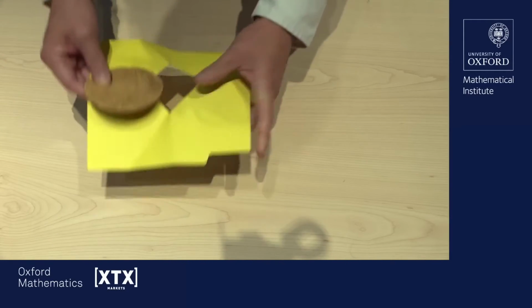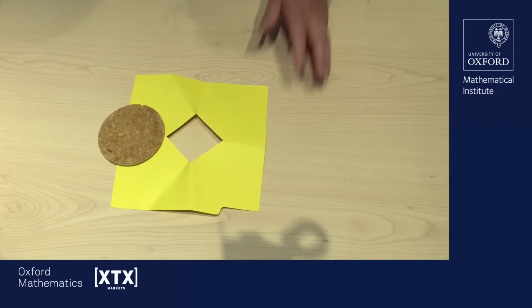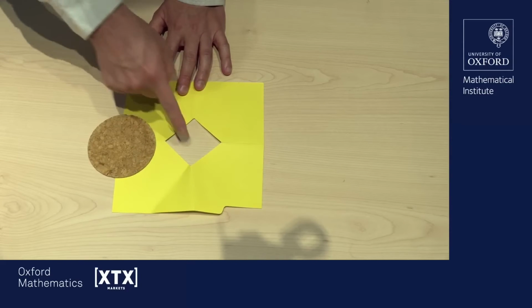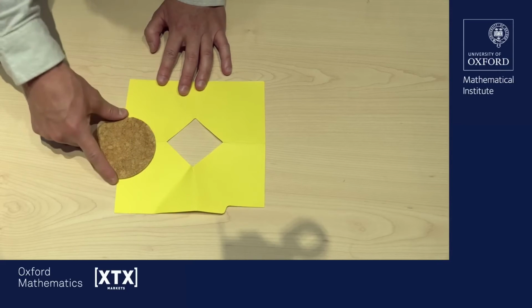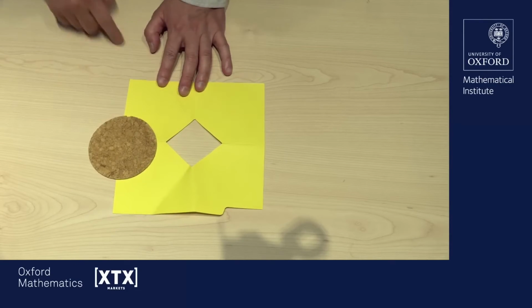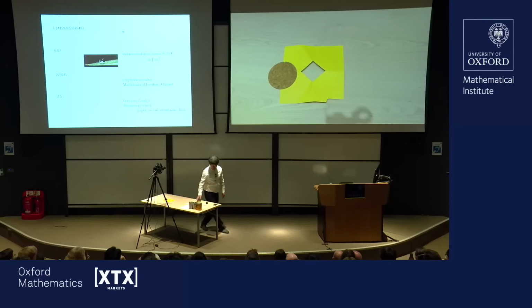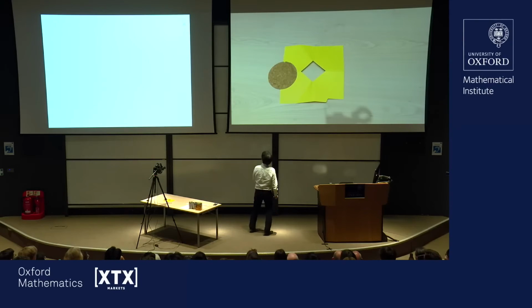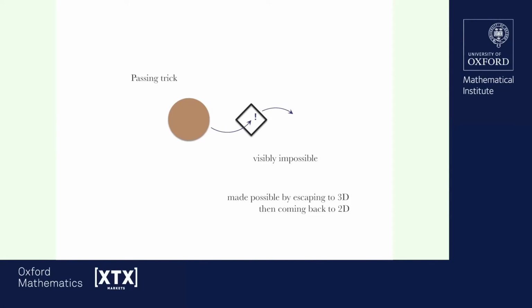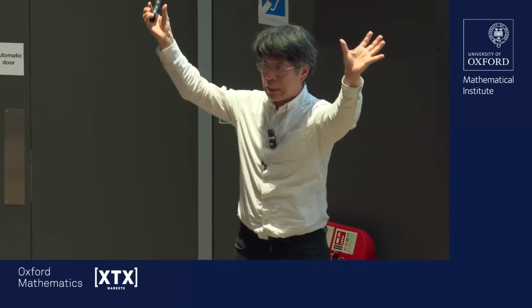Although the square seems to be smaller than the diameter, the secret was to make a hole whose diagonal is shorter than the diameter, but whose sum of the two sides is longer. And you can see that this kind of thing was possible, although at first sight it was impossible, because we escaped into the ambient 3D and then came back down into 2D. And this extra freedom of going in and out is going to be really important.